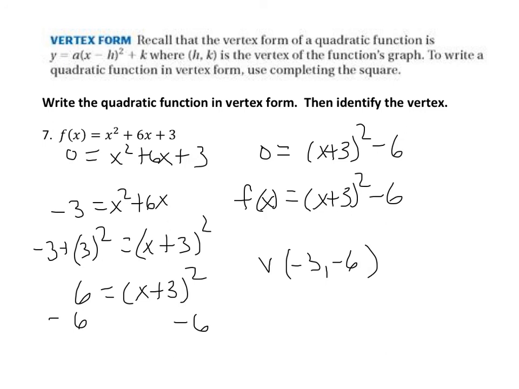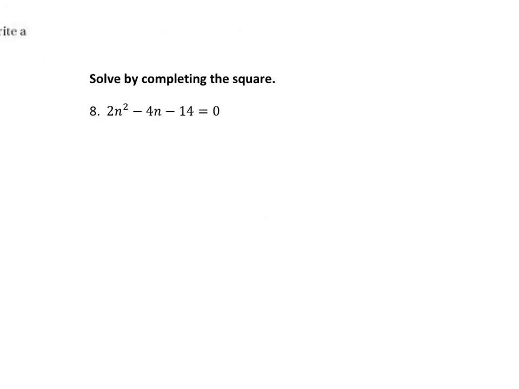Let's take a look at one more problem. It says, solve by completing the square. Go ahead, divide everything by 2, remember, because it's got to be 1. So you get n squared minus 2n minus 7 equals 0. Finish that problem and bring it in. See you guys tomorrow.